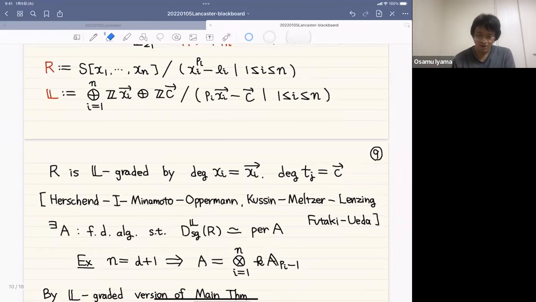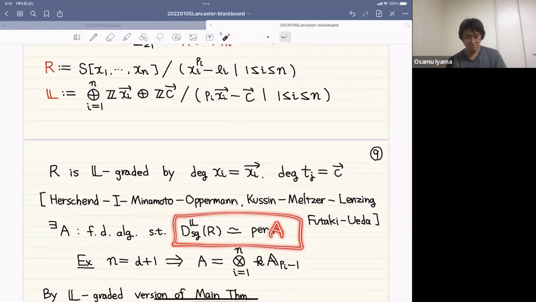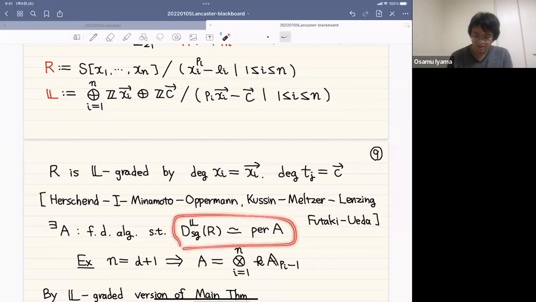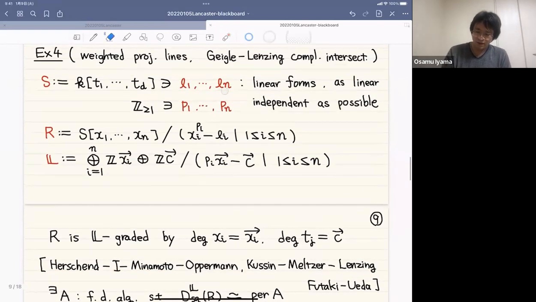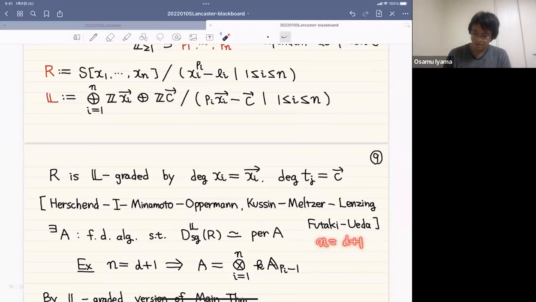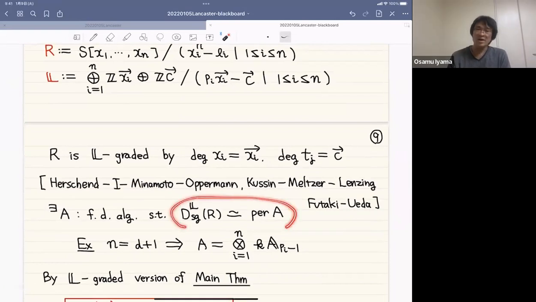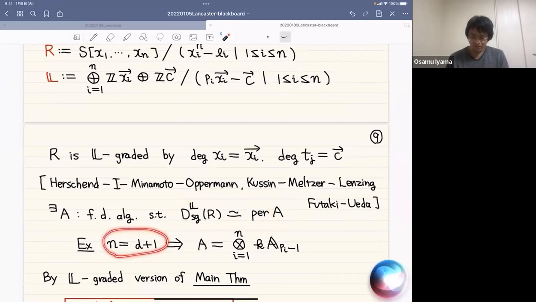About the tilting theory of this Gorenstein ring, it is known that there is a triangle equivalence of this form for a certain A. It is a finite dimensional algebra explicitly described by quiver with relations, or we can construct it categorically by using certain R-modules. Such an equivalence is given by my paper with Herschend, Minamoto, and Iyama, and the case of the weighted projective line is given by Geigle, Lenzing, Kussin, and Meltzer. The hypersurface case, namely n equal d plus 1, is given by Futaki and Ueda. So we have such a triangle equivalence, and this algebra has a very concrete description for the hypersurface case.